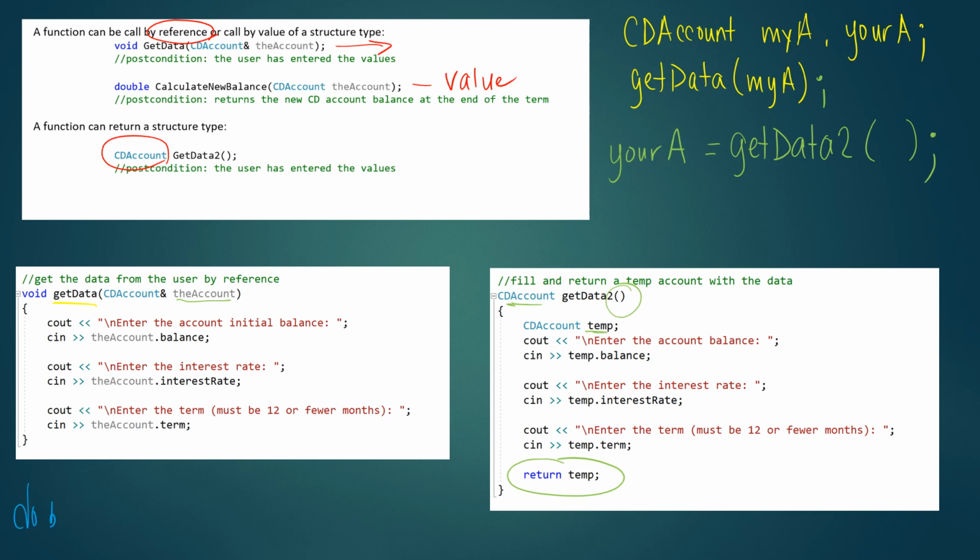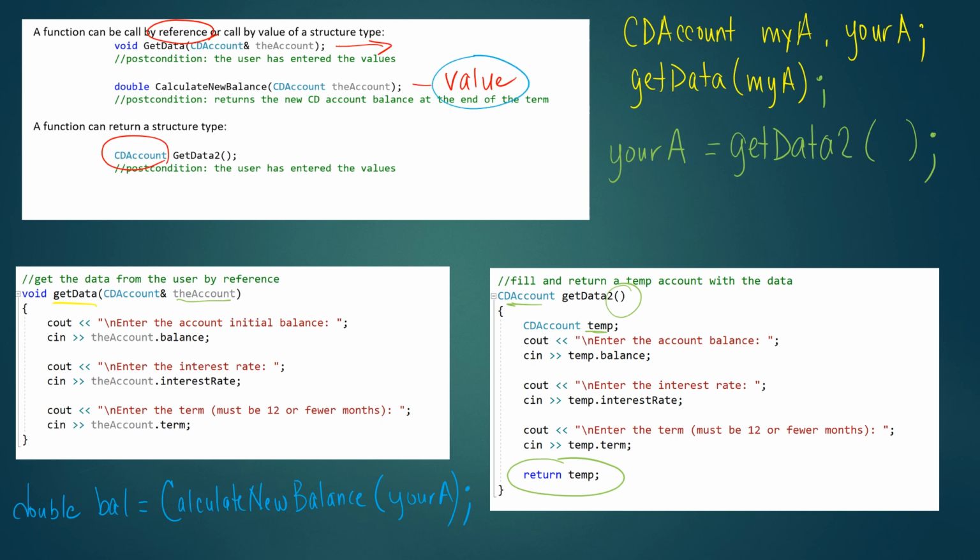Double balance equals calculate new balance, and I'll pass your account to it. So the only thing is that if you are using a pass by value, your struct must have values in it.